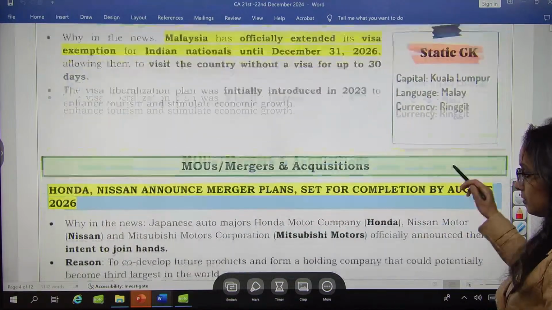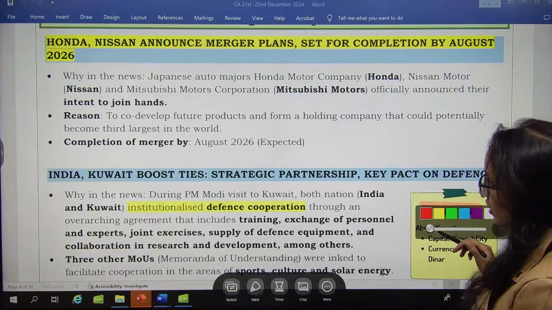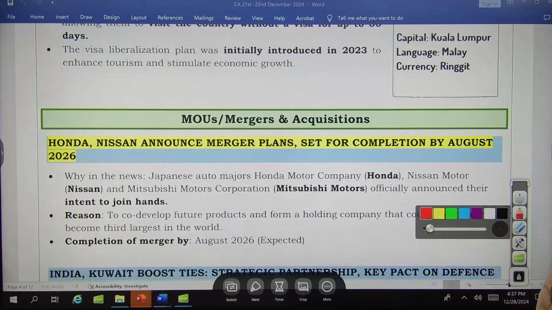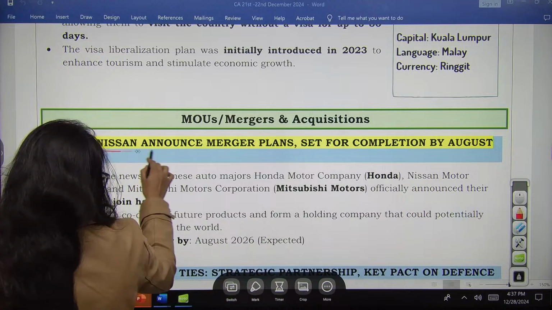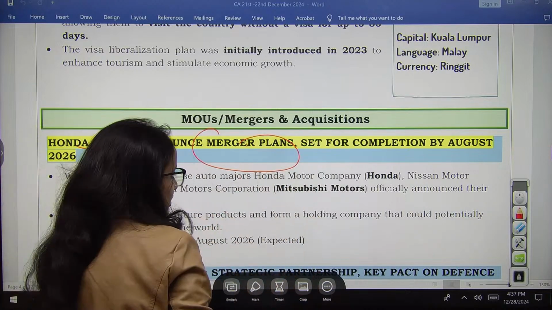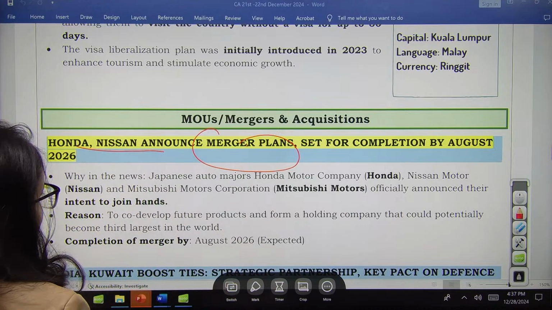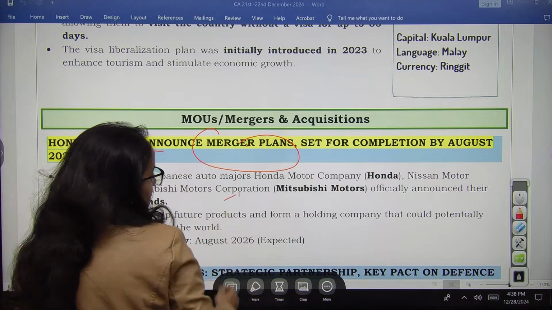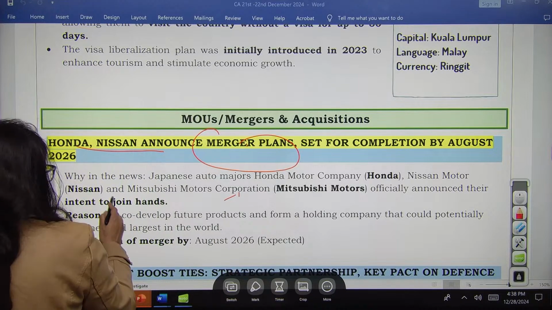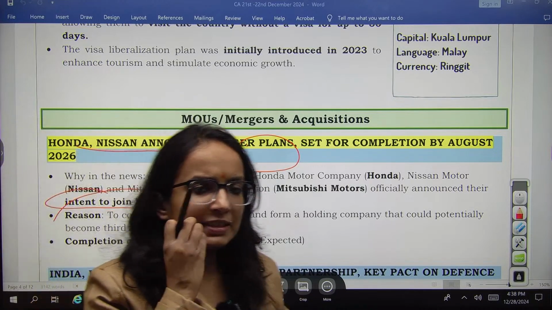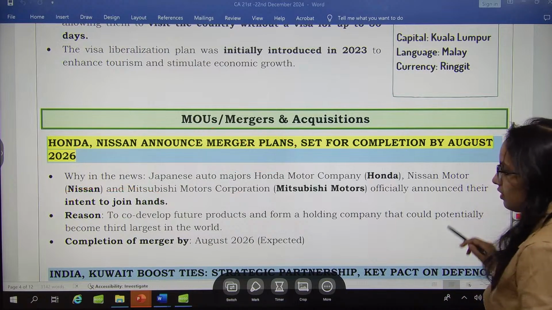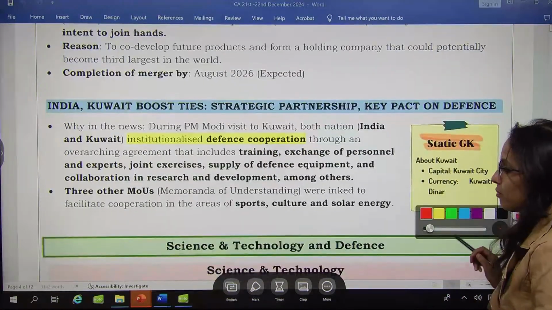Now talking about MOUs, mergers and acquisitions. The first one is Honda and Nissan. They have announced merger plans. Honda Motor Company, Nissan Motor, and Mitsubishi Motors Corporation as well. They have officially announced their intent to join hands. It is expected by 2026 they will have a merger. All the top performers in the automobile sector.